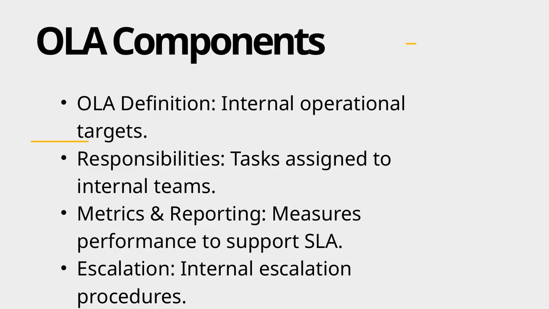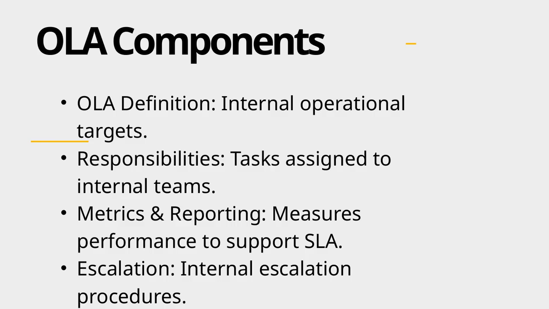Let's take a closer look at the components of the OLA, or Operational Level Agreement. First, we have the OLA definition, which refers to the internal operational targets we set to ensure our teams are aligned and working efficiently. Next, responsibilities highlight the specific tasks assigned to different internal teams, making sure everyone knows what they need to do. Then, we have metrics and reporting, which are crucial because they measure how well we're performing against those targets and help us support service level agreements, or SLAs. Finally, escalation covers the internal procedures for raising issues or resolving problems quickly when things don't go as planned.